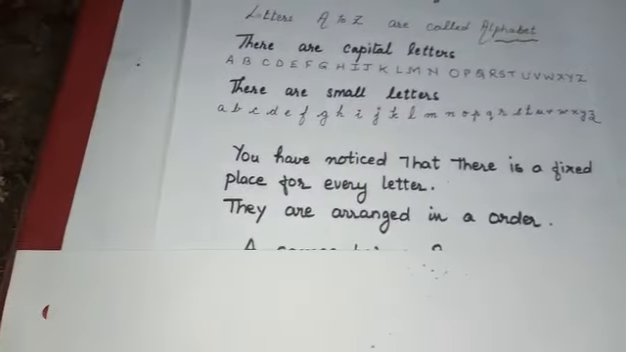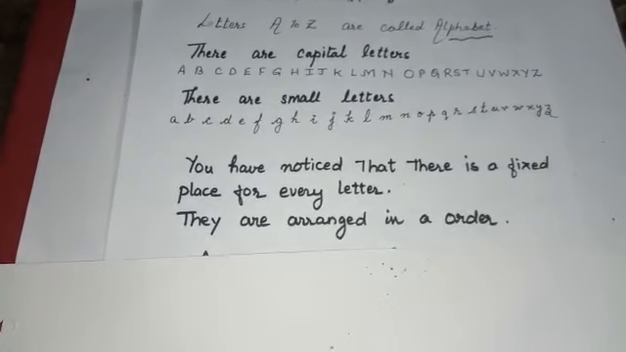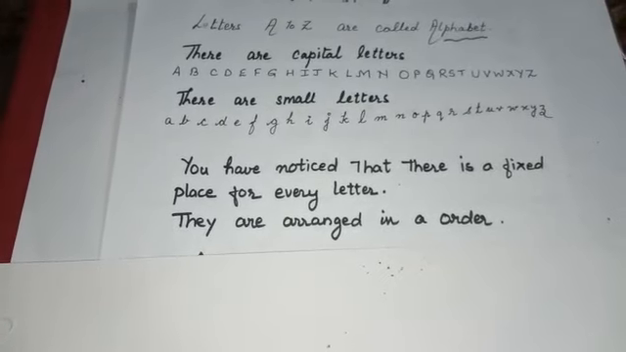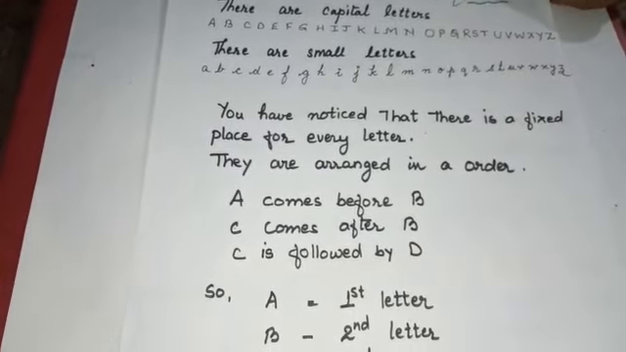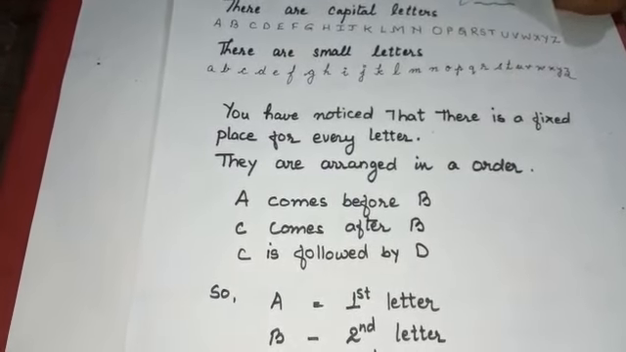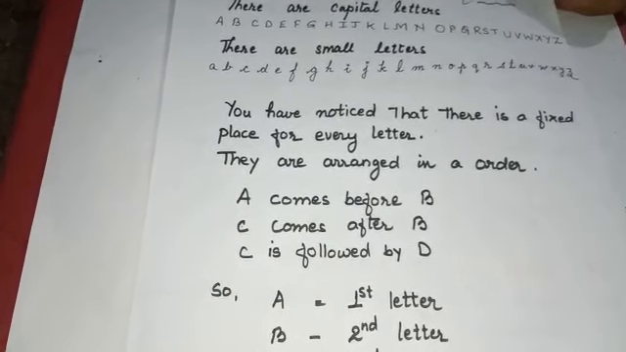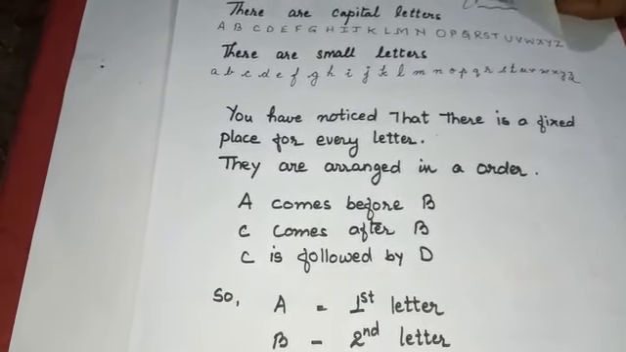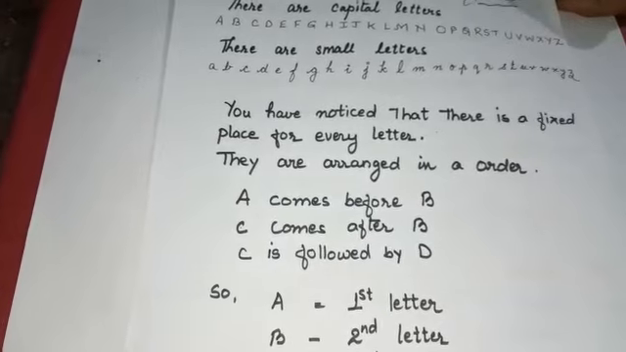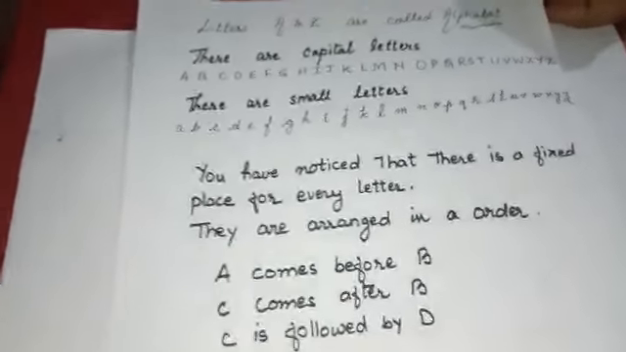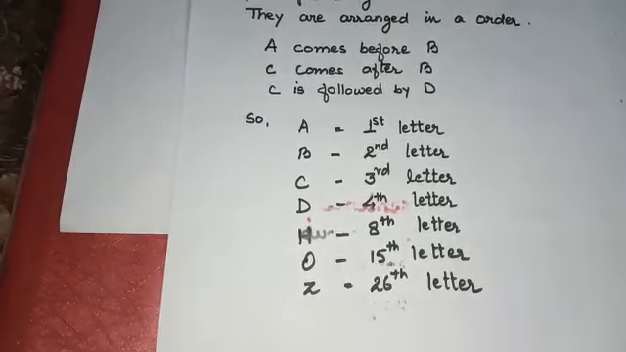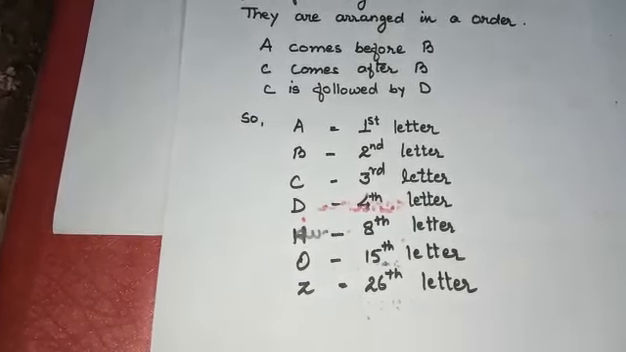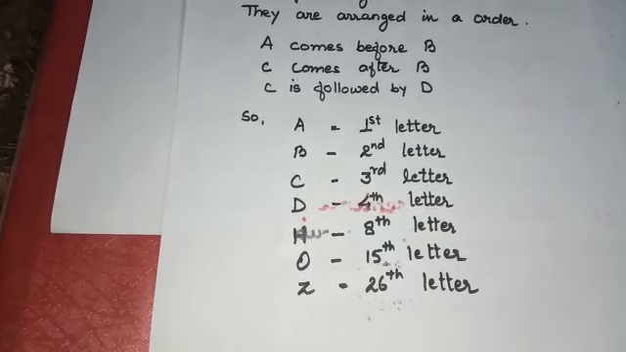You have noticed that each letter in this arrangement from A to Z has a fixed place. They are arranged in an order. Like A comes before B, C comes after B, and C is followed by D. So, A is the first letter, B is the second letter, C is the third letter, D is the fourth letter, H is the eighth letter, O is the 15th, and Z is the last one, that is 26th letter.